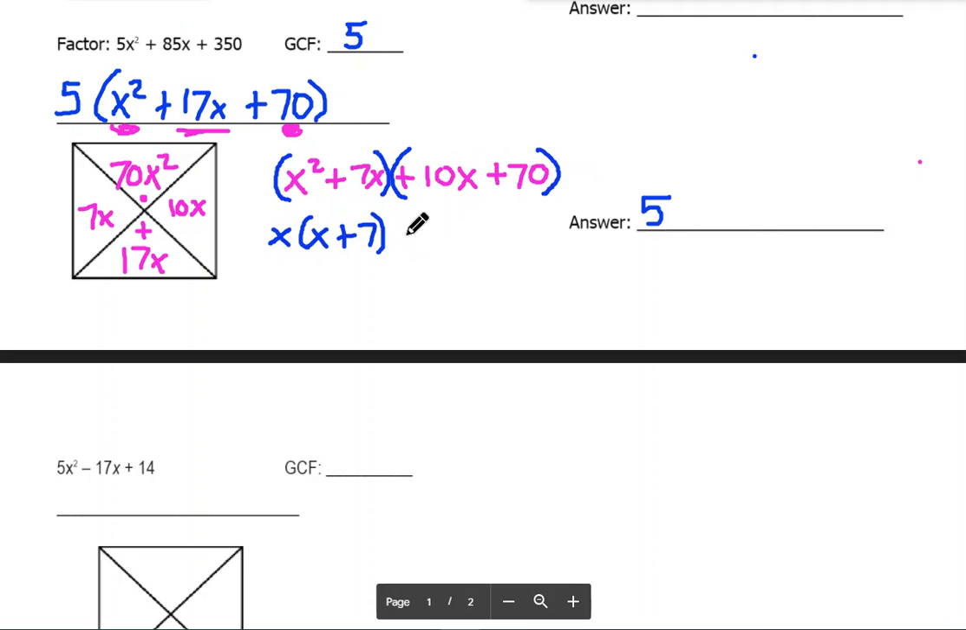Well, they can both be divided by 10, right? So I can do plus 10, and what's left over? Well, 10x divided by 10 would be x, 70 divided by 10 would be 7, right? And both of these parentheses look the same, which is great. That's what I want. I'm going to take that out.